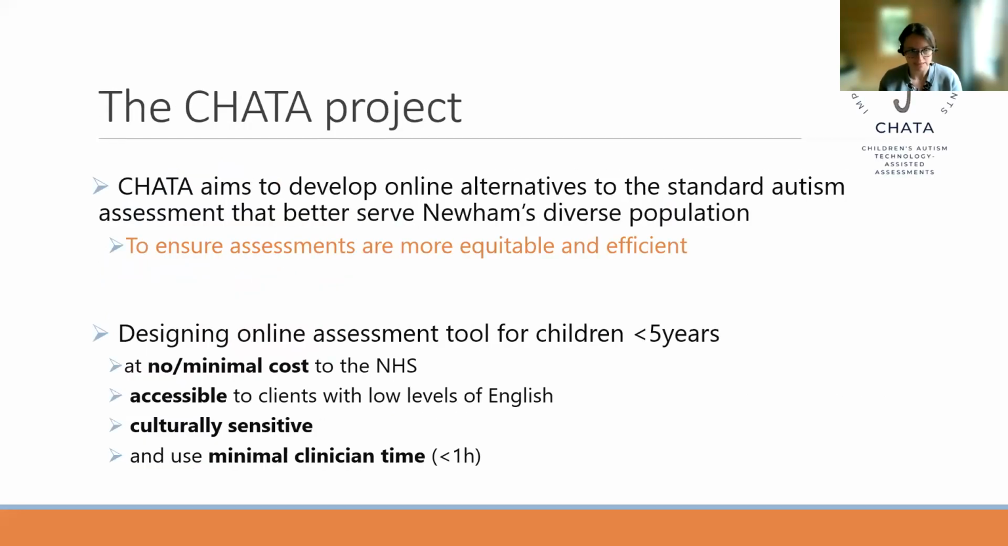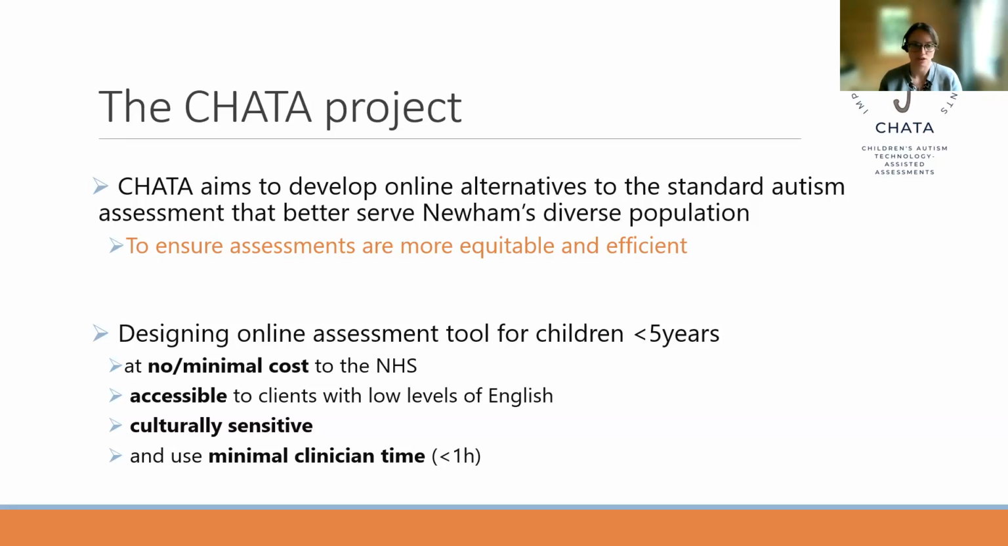So broadly speaking, the aims of the Chat project are to develop online alternatives to the standard autism assessment in a way that can better serve the community of Newham, making sure in the process of doing this that this new procedure is both equitable and time efficient. We're focusing on the under fives population because ideally we want everyone to be seen and receive a diagnosis before the age of 5. And then we've got quite a few guiding principles alongside this for the project.